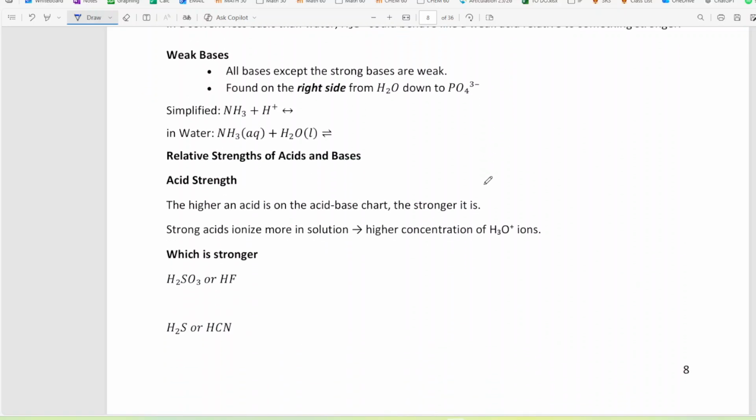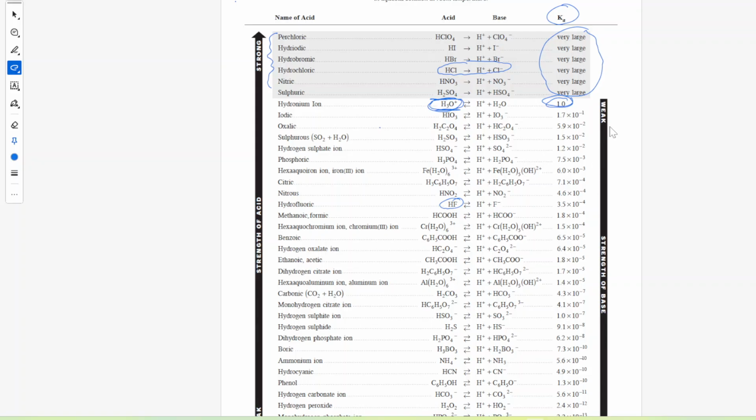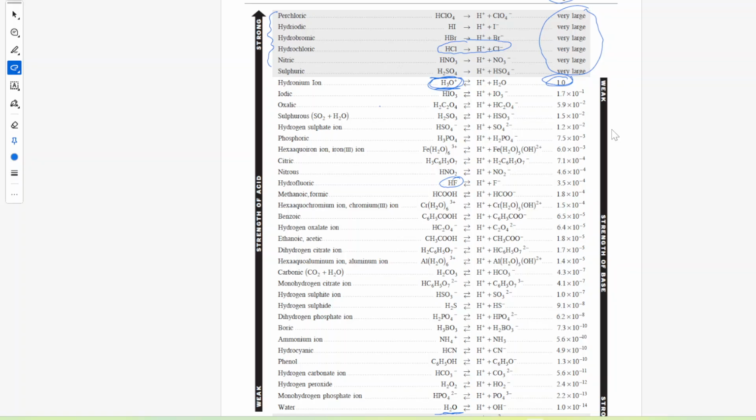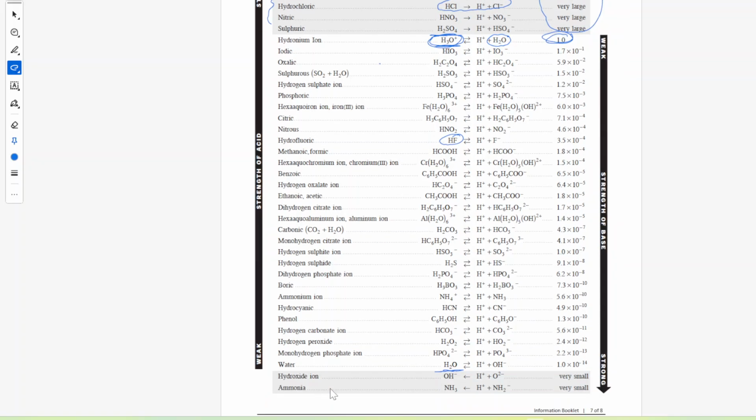Our weak bases are all the bases that aren't strong and not the bases that are the conjugate of the strong acids. So if we look on here, when we're talking about the weak bases, we're going to be counting all of the bases on the right-hand side. So we're going to go from water all the way down to, not including hydroxide, but we're going to go down to the phosphate ion because anything with hydroxide is a strong base.